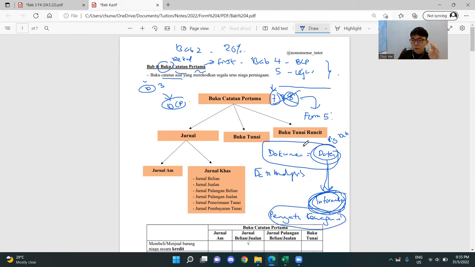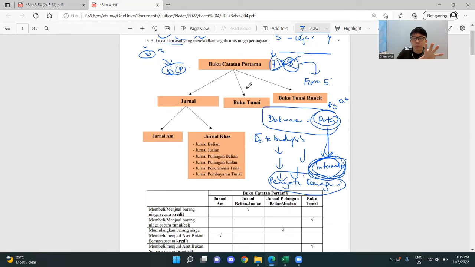But from here, buku catatan pertama is actually a converting. It's like a process. All right, so this is part of the process. So from document, it becomes a buku catatan pertama. So this is the first part, the first process. In this buku catatan pertama, I break it down into three parts. First one is journal. Second is buku tunai. And the third is buku tunai runcit.